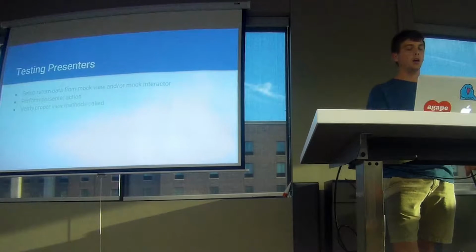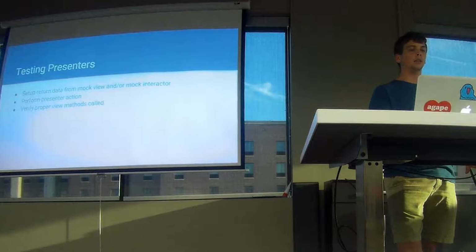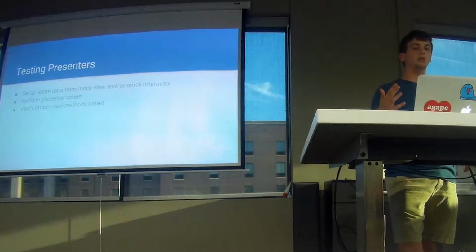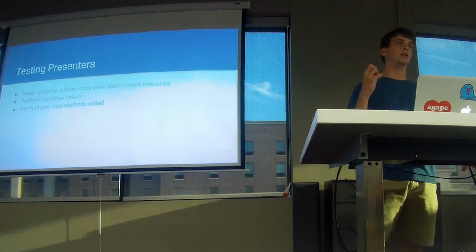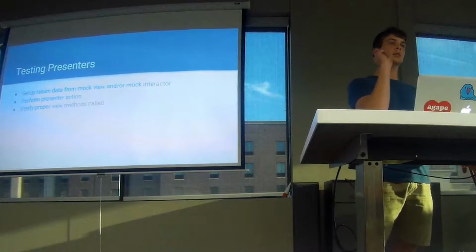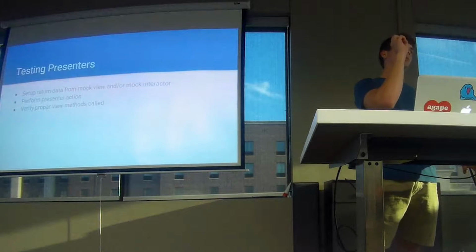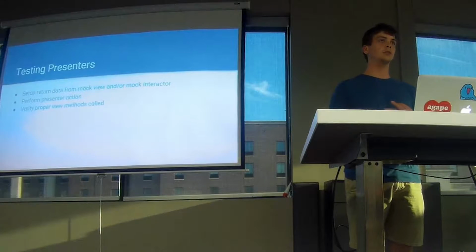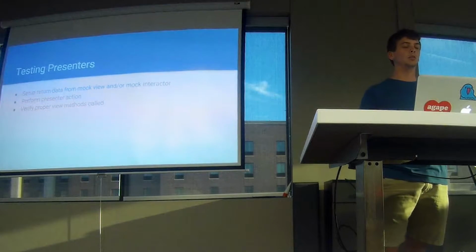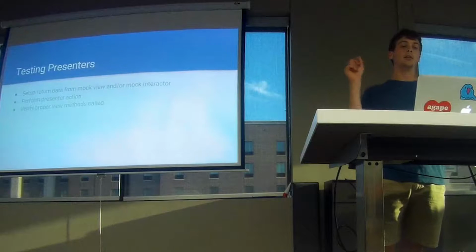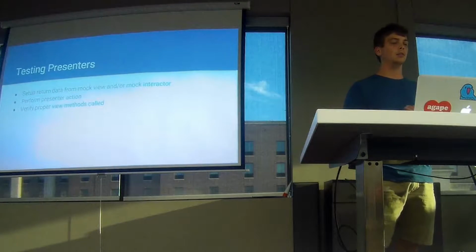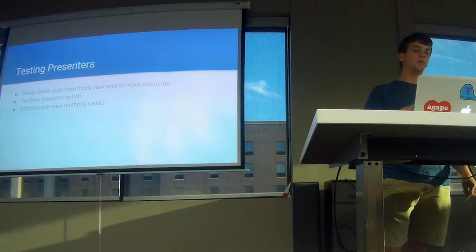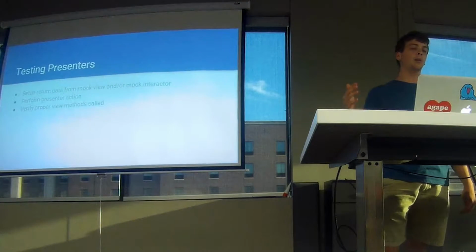Testing presenters, the flow usually looks like you set up return data from the mock view and or mocked interactor. What mocking essentially lets you do is take an interface and say this method calls and returns this value. And then it lets you test how many times a certain method is called. So you set up views and interactors to return specific data, and then you test if the presenter is doing what it's supposed to do. After you mock that, you perform the presenter action, and then you verify the proper method is called.